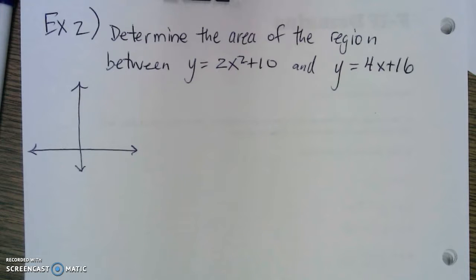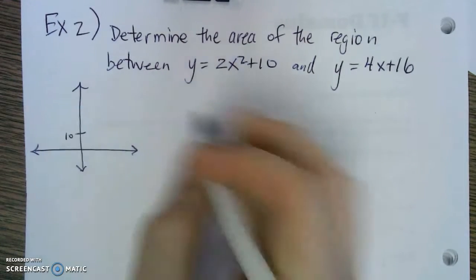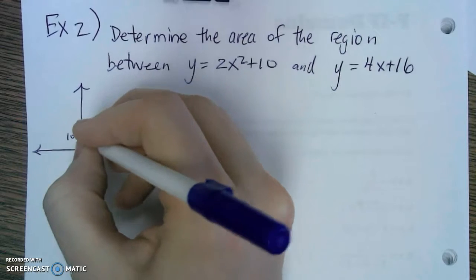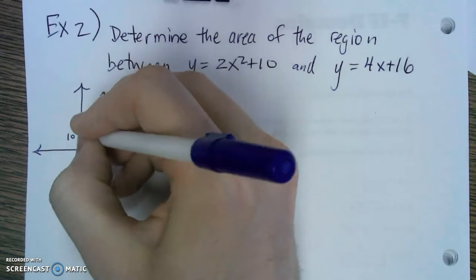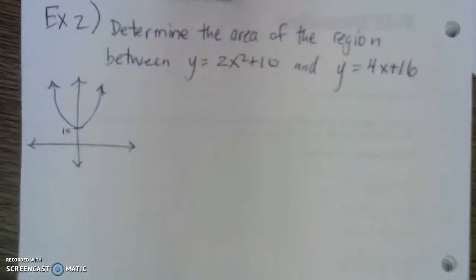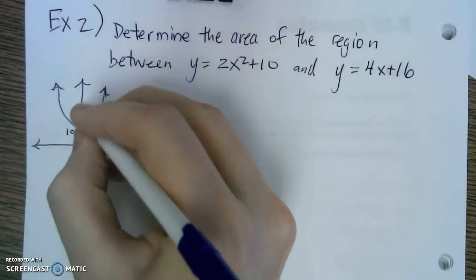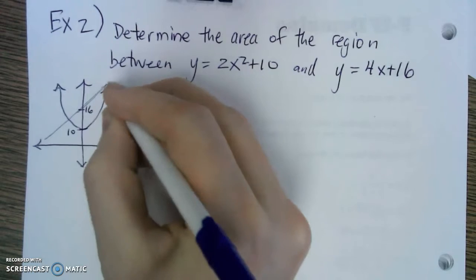In example 2, you are determining the area of the region between y equals 2x squared plus 10, so a parabola, and y equals 4x plus 16, so a line. If we think about this parabola, it's going to be starting at 10, and it's going to have a 2 in front, so it's going to go up faster than normal. And then we've got 4x plus 16, so that's going to be starting at 16, and it's got a slope of 4. So something like that.